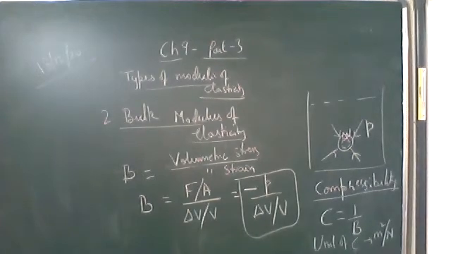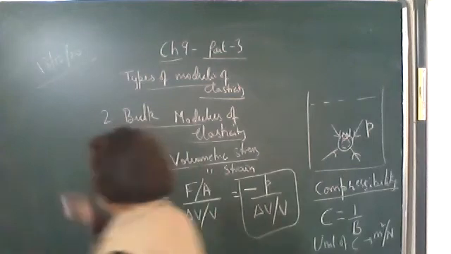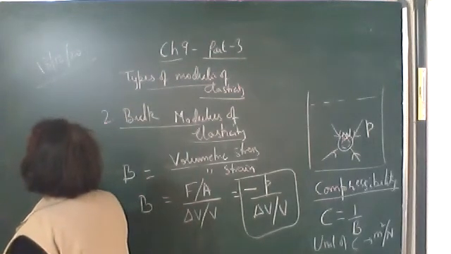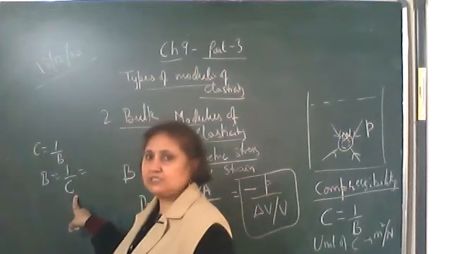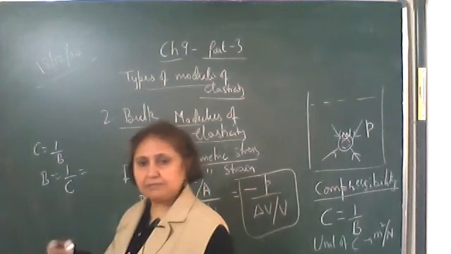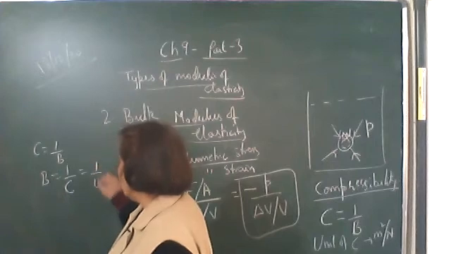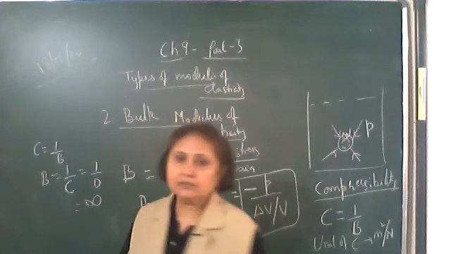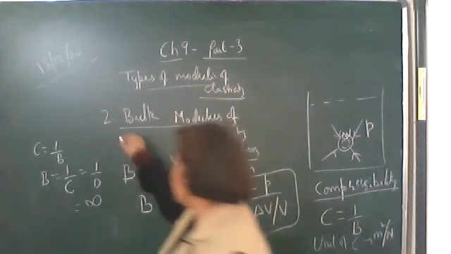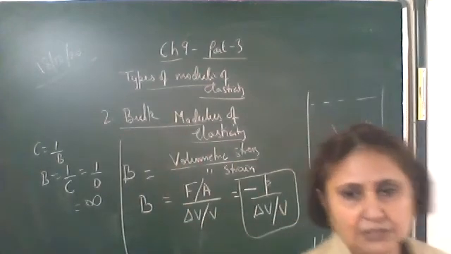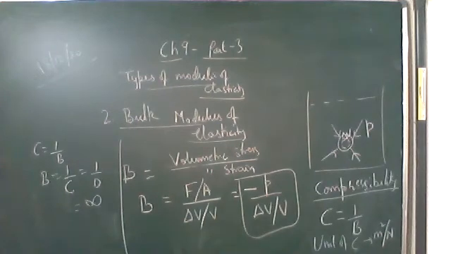Okay, incompressible means the substance which cannot be compressed at all. That is, its compressibility is 0. What will be its modulus of elasticity? We know that C is equal to 1 upon B, so B will be equal to 1 upon C. Here compressibility is 0, and 1 upon 0 is infinite. So its bulk modulus will be infinite.